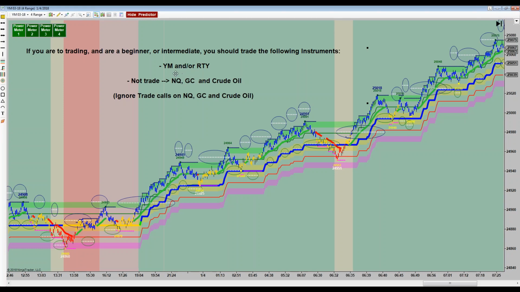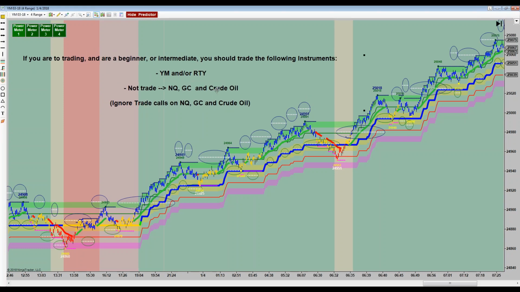Once you are consistent and making money on YM or RTY, then and only then, I would say, and we can unpinky swear at that point, you can pick up one of these other instruments, or maybe one of the currencies like 6E or dollar index. You can start branching out a little bit, but you want to cut your teeth on these 2.